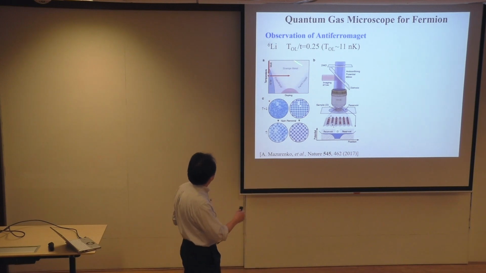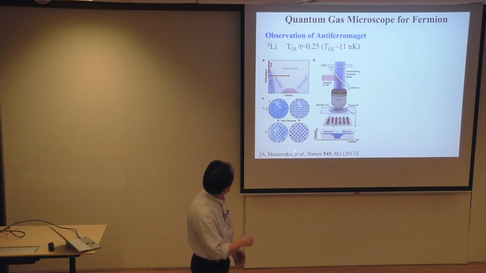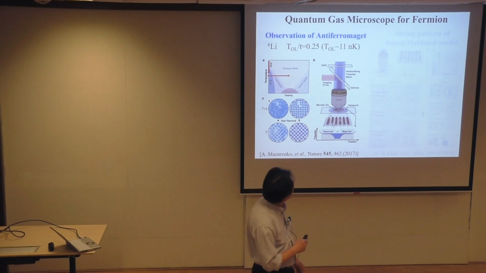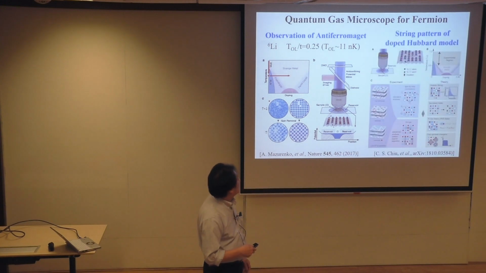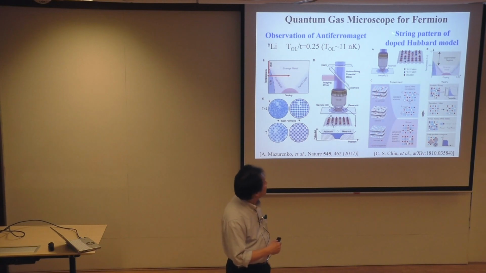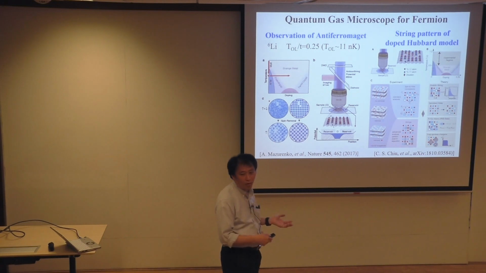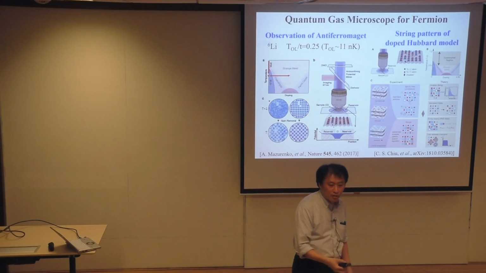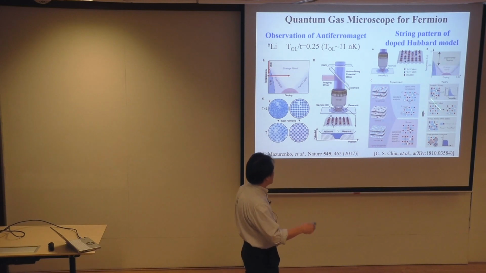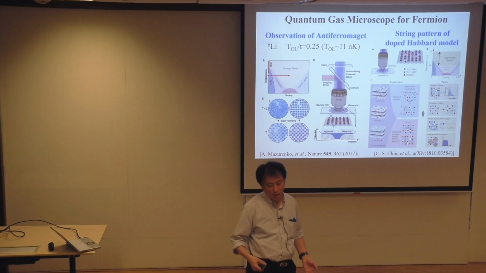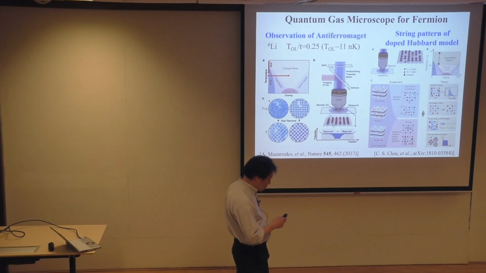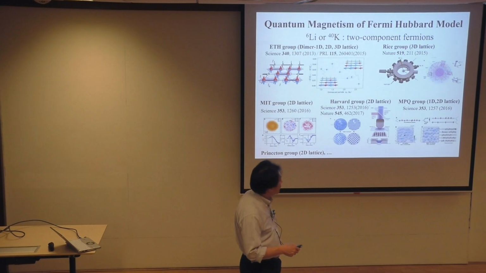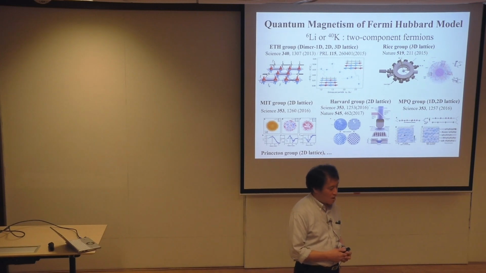So at this low temperature, they can achieve an antiferromagnet like this. And more recently, they also studied the string patterns of a doped Fermi Hubbard model. And they provided important experimental benchmarks for many sophisticated theoretical calculations. All of these works are great achievements and very important.